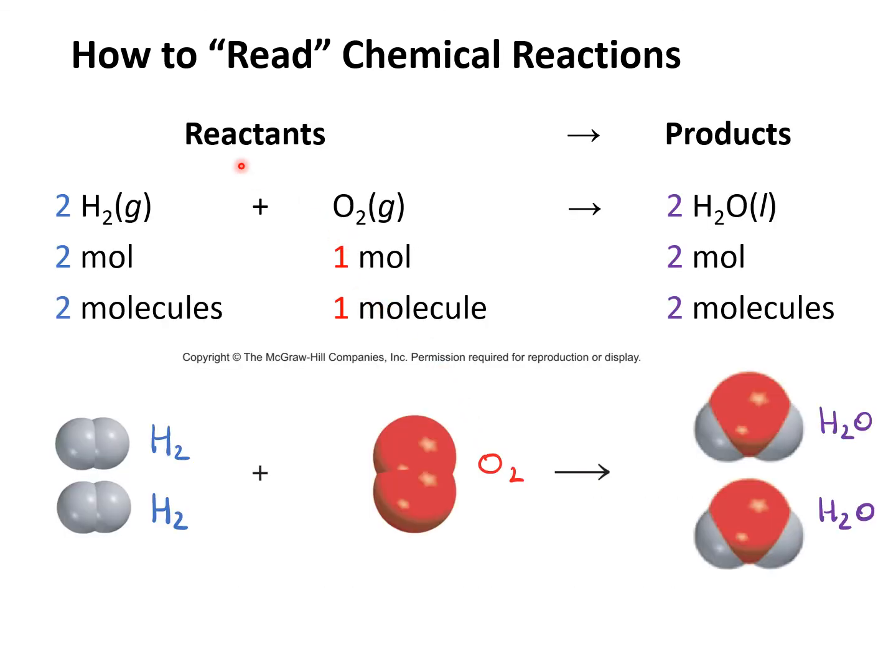An important skill in chemistry is being able to interpret chemical reactions. In this example, where we have hydrogen plus oxygen reacting to form water, we can interpret this as 2 moles of hydrogen react with 1 mole of oxygen to form 2 moles of liquid water, or we can interpret this as 2 molecules of hydrogen, as we see here, react with 1 molecule of oxygen to form 2 molecules of water. Both of these interpretations are valid.